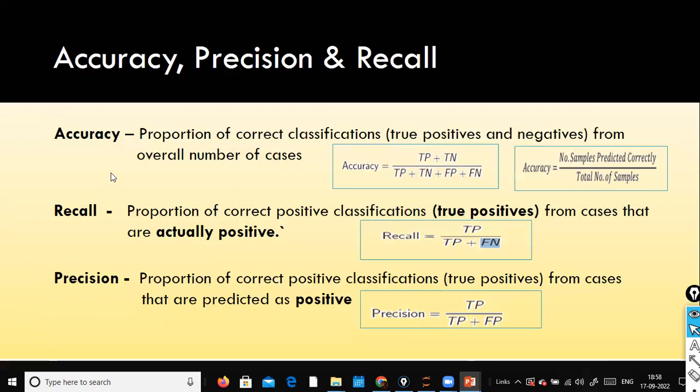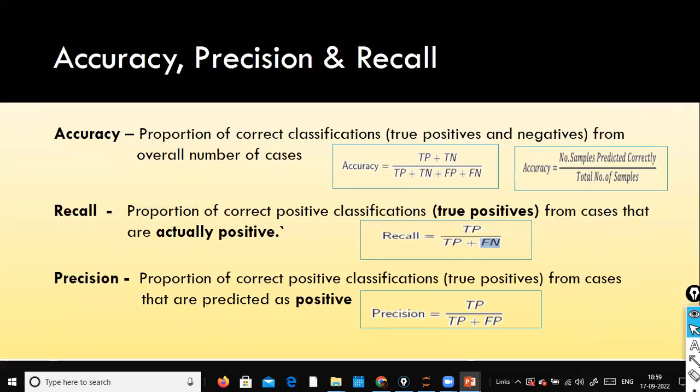So what is accuracy? This is what I explained. What is recall? We discussed already. So when can we use recall? When can we use precision? When accuracy is not appropriate. Give me an example.